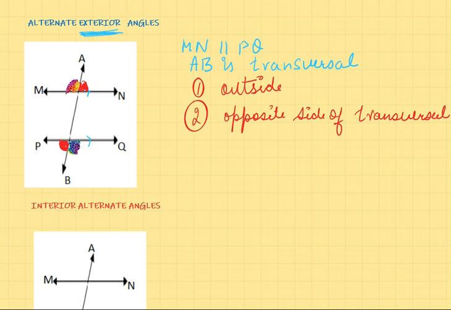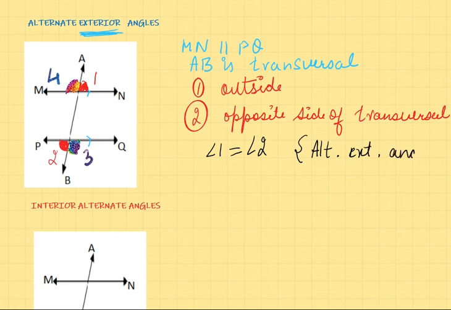So they lie on the opposite sides. 1, 2 and 3 and 4. So how will we write it? देखो, angle 1 is equal to angle 2 when you measure using compass. ठीक है, जब आप compass से measure करेंगे, it is equal to each other. हाँ, क्या बोलेंगे? लिखने का तरीका कैसा है? Alternate exterior angles.